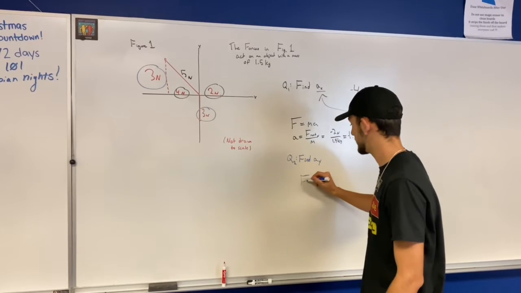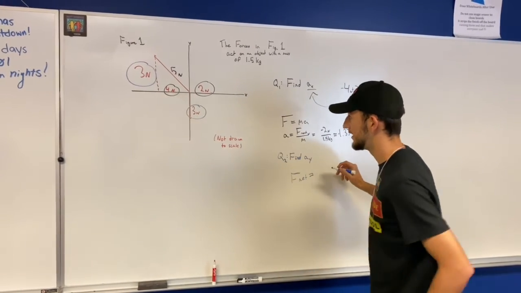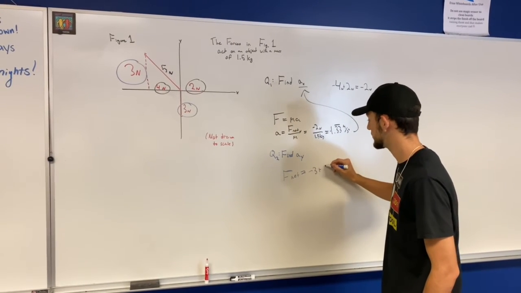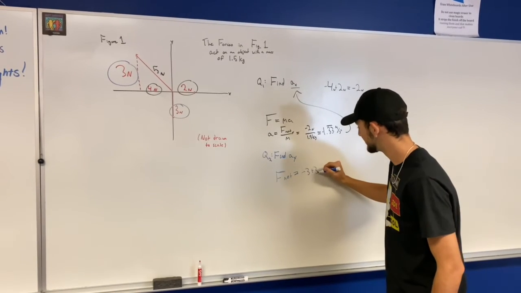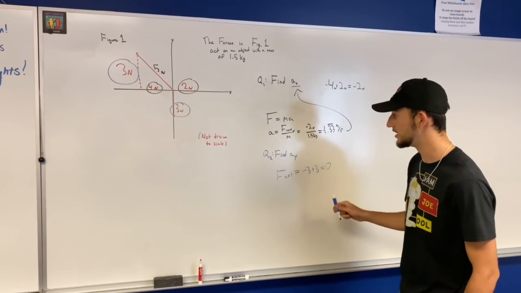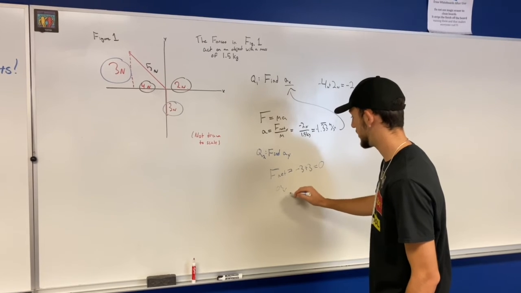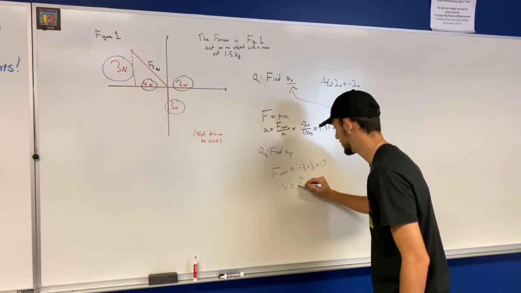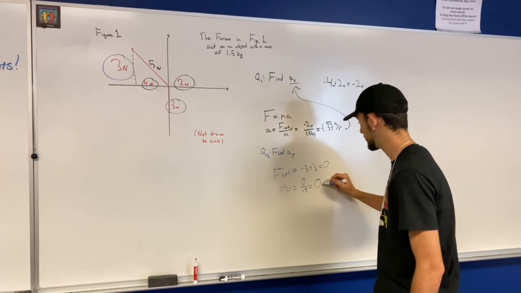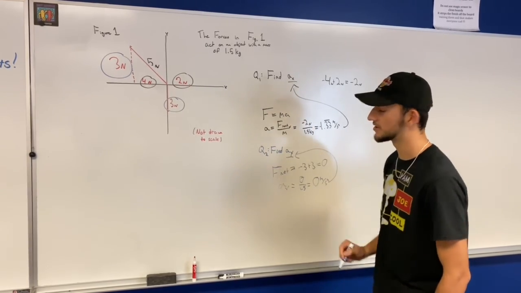So F net is going to be equal to that -3 plus that +3. Which, of course, if you've taken a basic math class, you'll know will equal 0. So if we bring that F net into that equation here, acceleration in the y is going to be equal to 0 over our mass, which is still 1.5, thus 0 meters per second squared is our acceleration in the y direction.